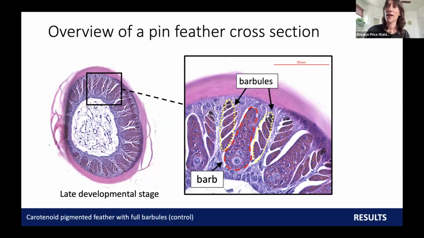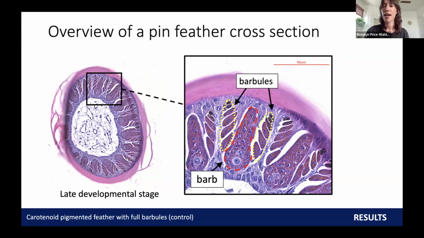So here's a cross section of a developing feather. This is a pigmented feather with full branching barbules that we used as a control, and it's pretty late in development. So these images can be a little overwhelming if you're not used to staring at feather follicles, but the follicle is organized into units called barb ridges, each of which has one barb with paired rows of barbule cells on either side, which I've outlined here.